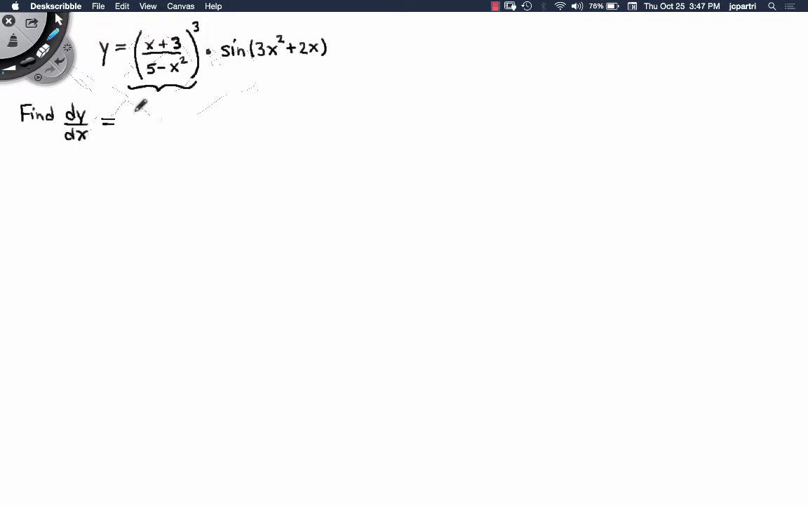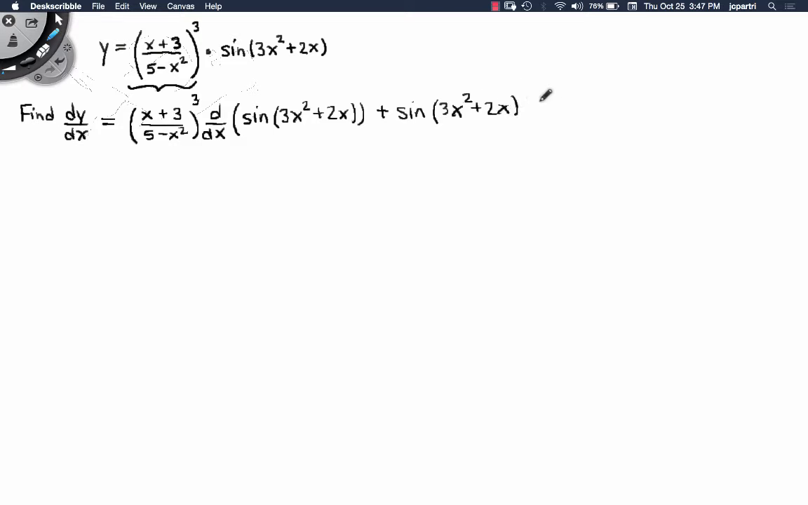So the way that this works is first times the derivative of the second, plus the second times the derivative of the first.